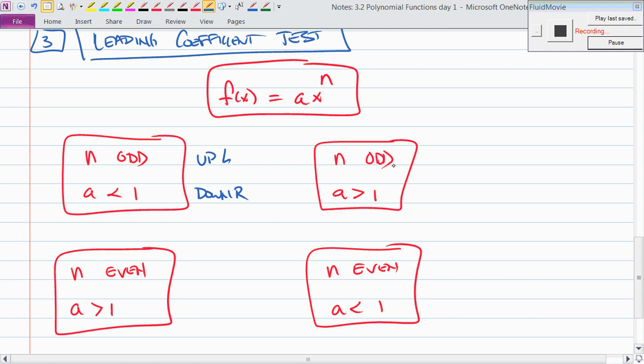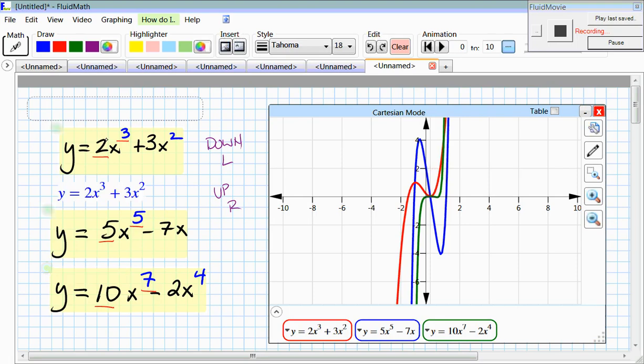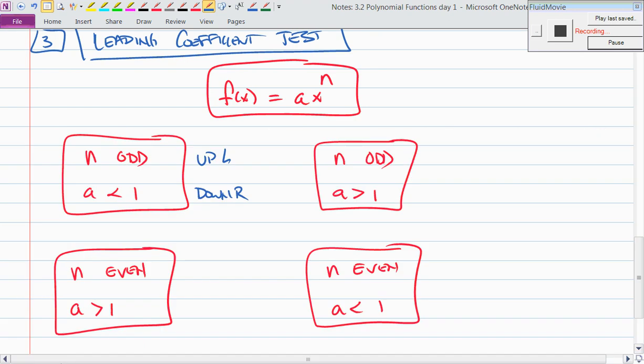Okay. If n was odd but a was greater than 1, such as these first ones that we had, n is odd, so our exponent is odd, but our a value is greater than 1, how would you describe their end behavior? Down, left, up, right. All right. Down, left, up, right. Does that make sense?